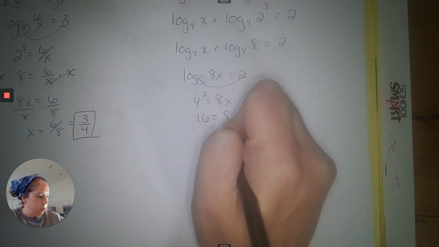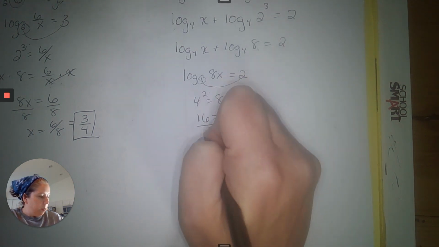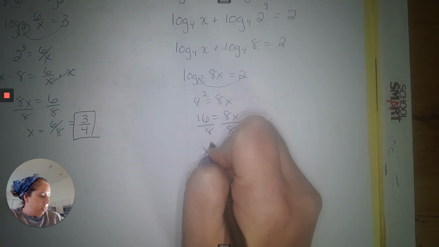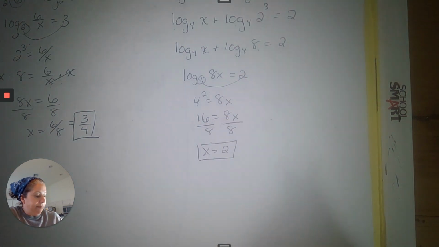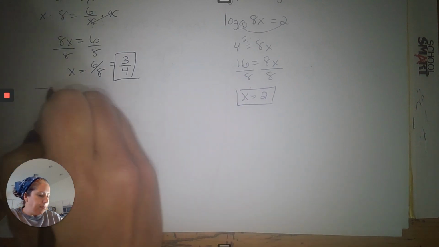So 16 equals 8x. Divide both sides by 8. 16 divided by 8 is 2. So x is 2.